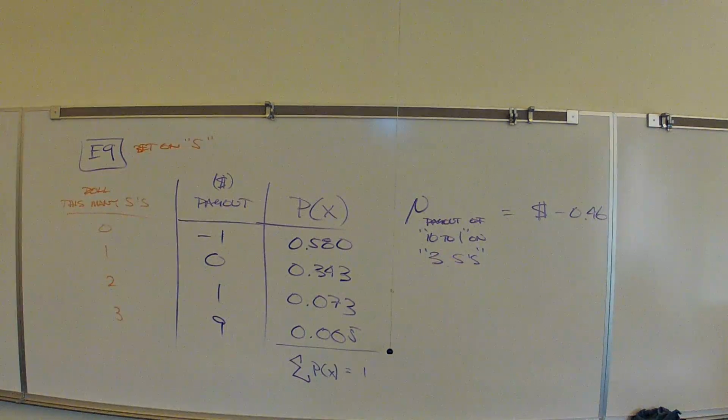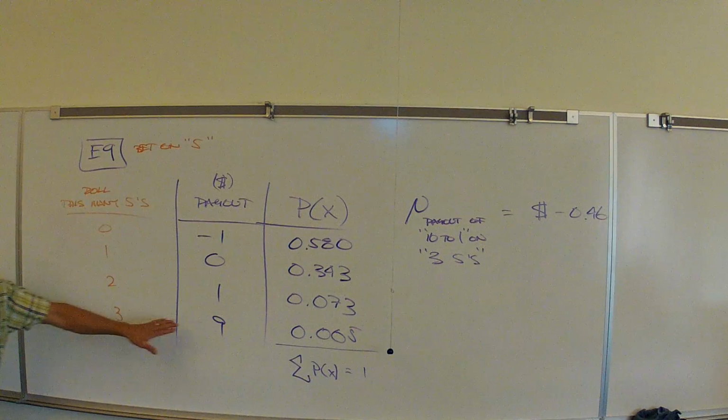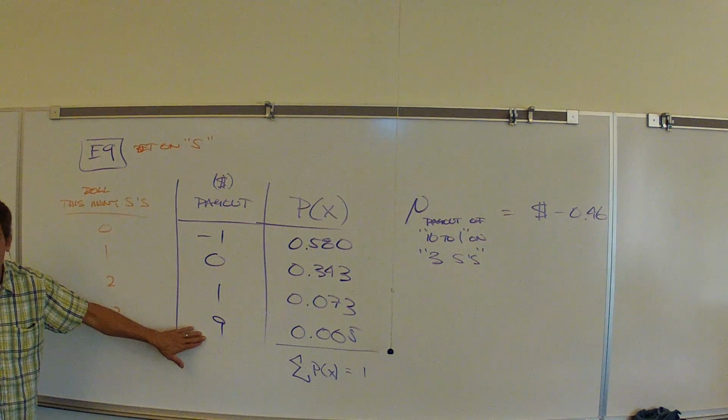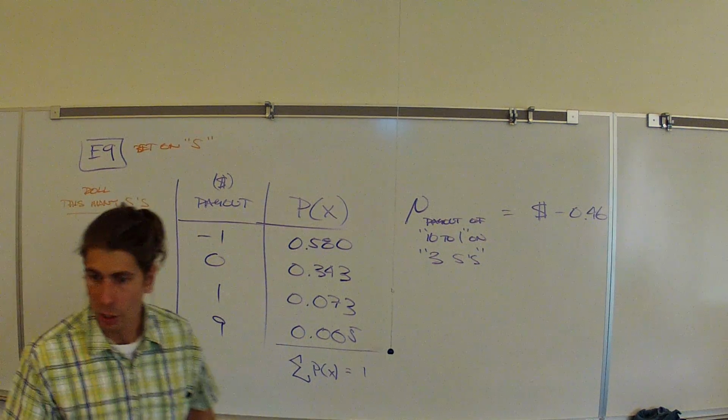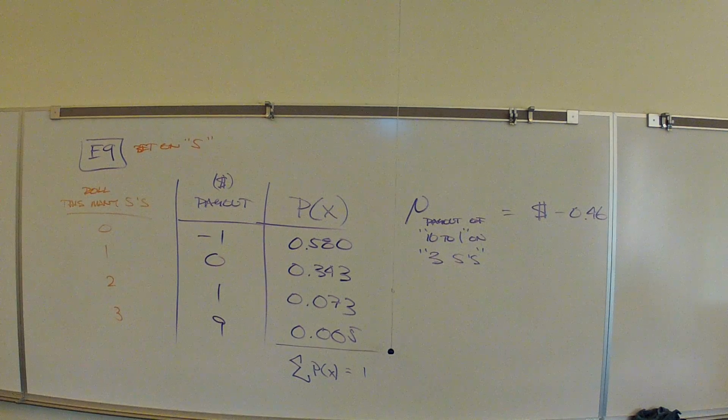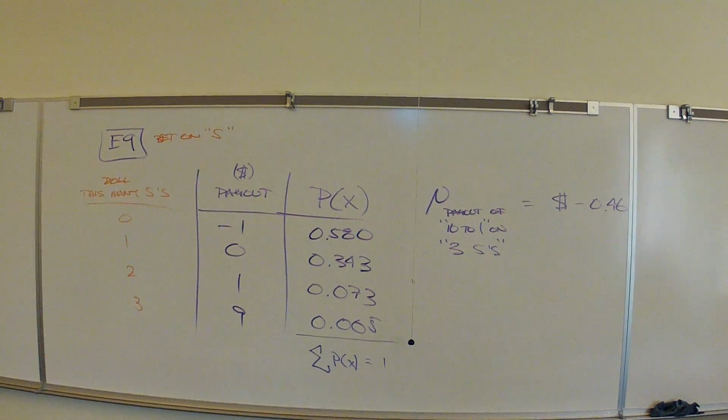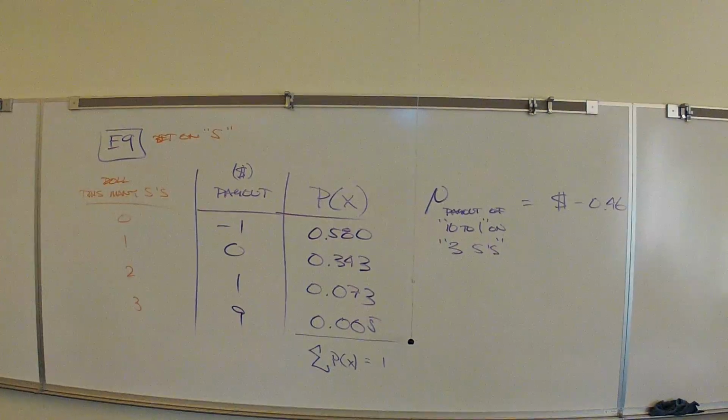But the question in E9 is we have to adjust the payout on 3 5s. Instead of negative 46, it should be 0. Yes, exactly. What are we adjusting it to? That's the question.